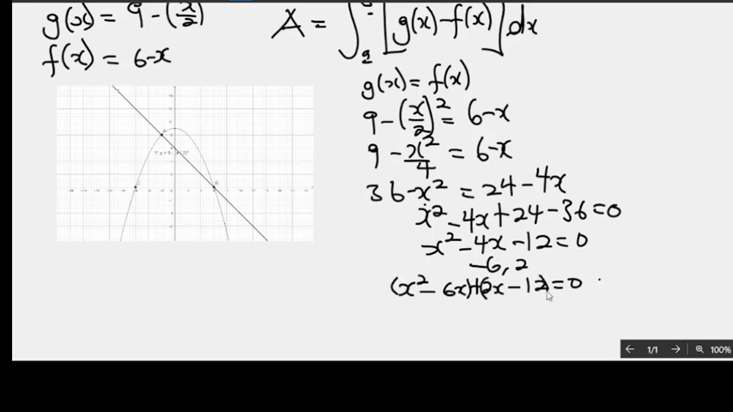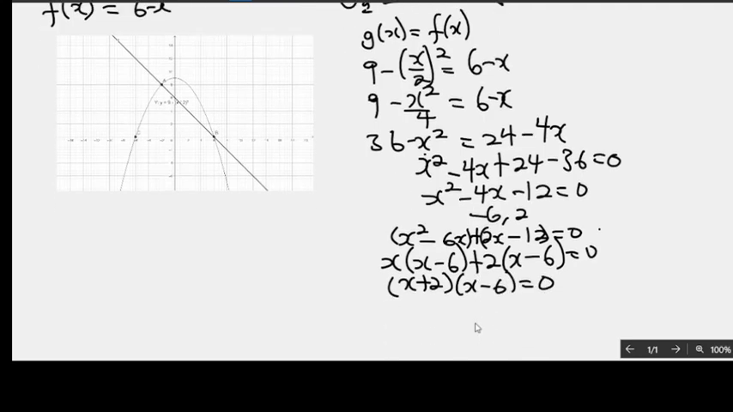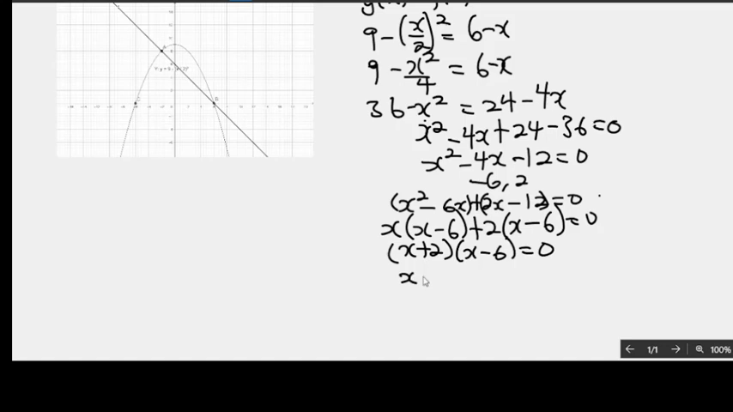So let's factorize this out. We are going to have x into bracket x minus 6 plus 2 into bracket x minus 6 equals 0. So (x plus 2)(x minus 6) equals 0. In this way, x is equal to negative 2, x is equal to positive 6. So now the upper limit becomes 6 and the lower limit is negative 2.